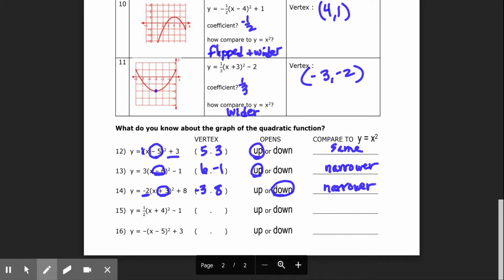All right, so number 15, we've got the vertex is the opposite of a +4, so (-4, -1). 1/2 is your leading coefficient. So it's going to open upward, and that's going to make it wider. And then on 16, the opposite of a -5 would be a +5, and then you have this 3 out here. So it's going to be (5, 3). Because that's a -1, it's going to open down. And as far as comparing it, it will be flipped.